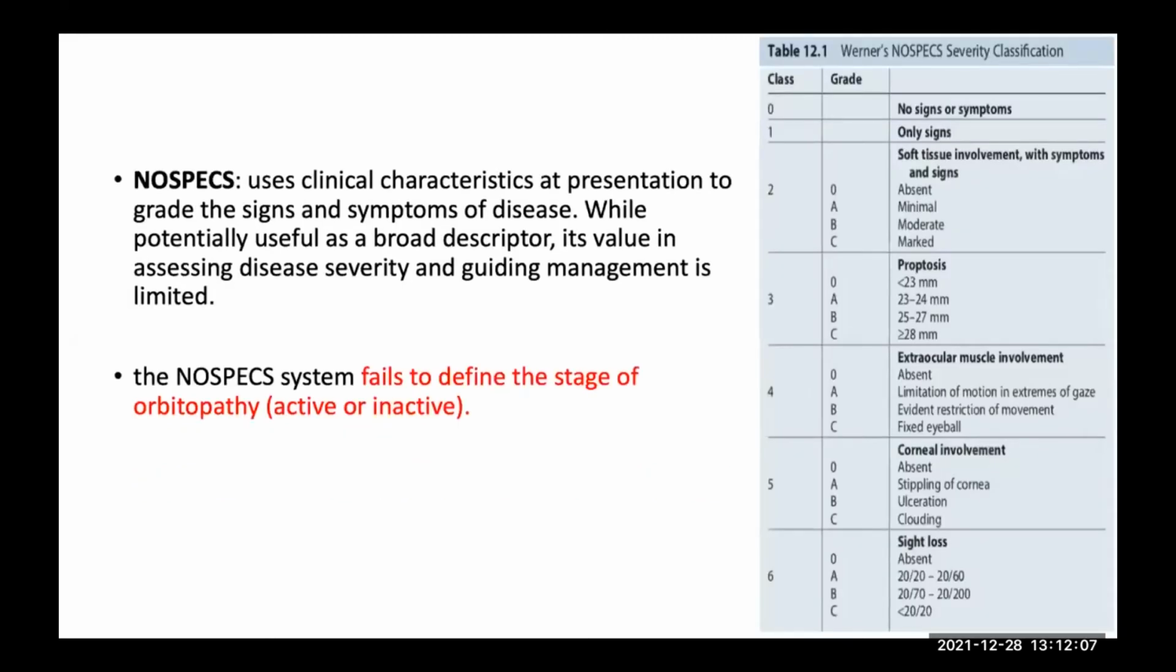NOSPECS is an abbreviation that stands for N for no signs or symptoms, O for only signs, S for soft tissue involvement, P for proptosis, E for extraocular muscle involvement, C for corneal involvement, and S for sight loss, as you can see in the table here with the grades for each element. It uses clinical characteristics at presentation to grade the signs and symptoms of the disease, but the NOSPECS system fails to define the stage of orbitopathy. Is it active or inactive? That's why it is not commonly used.